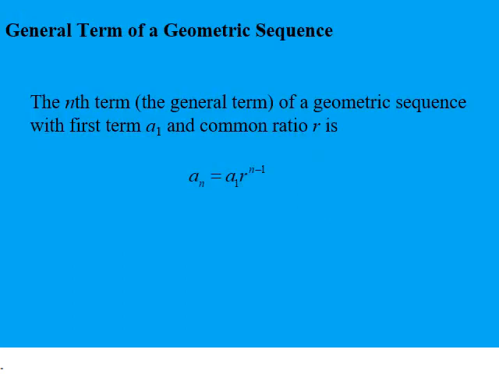General term of a geometric sequence. I'm using the general term to define a rule for the geometric sequence. As we can see, an, the particular term I'm looking for, is equal to a1 r to the power of n minus 1, where a1 is the first term and r is the common ratio.